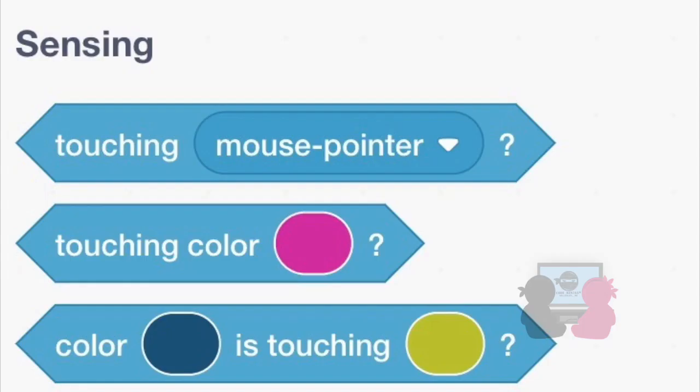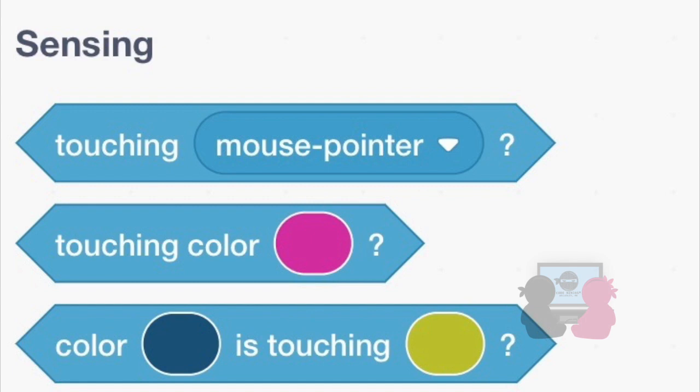To go over what we did in this video, first we used the touching block. This block checks if it's touching either the mouse pointer, edge, or another sprite. Then we used the touching color block. This block checks whether the sprite is touching a specific color. A common way of using this block is so your sprite doesn't collide or pass through objects.